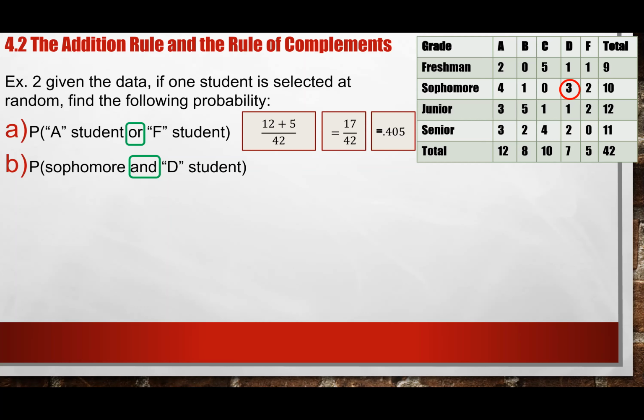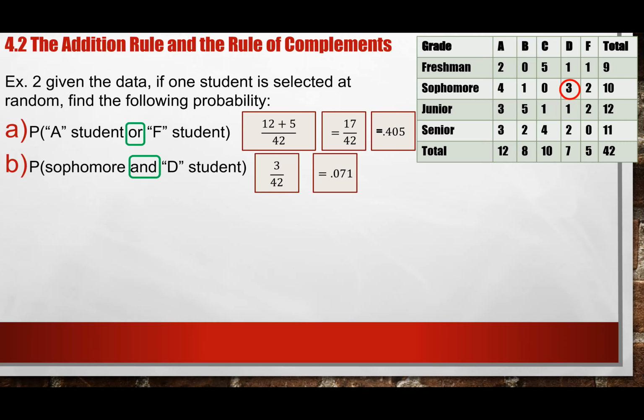I'm not taking all of the sophomores. I specifically only need a D student who is a sophomore. I do not take all of the D's. I specifically take a sophomore who has a D, right? Which is again 3 out of 42. I divide this to get 0.071. Okay, so that's the general idea of probability: what we're looking for, divided by the total.